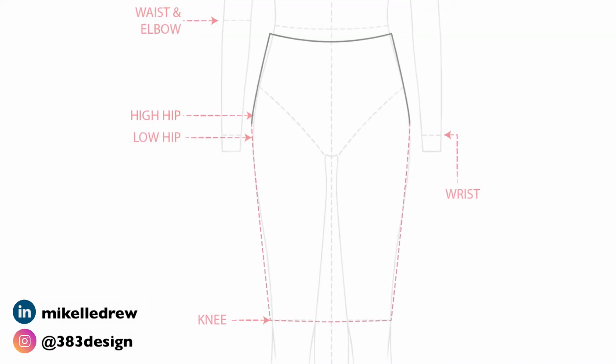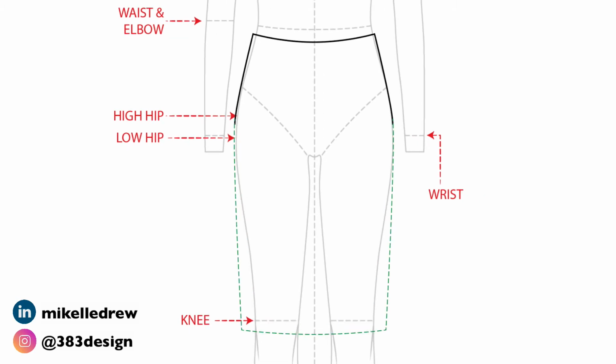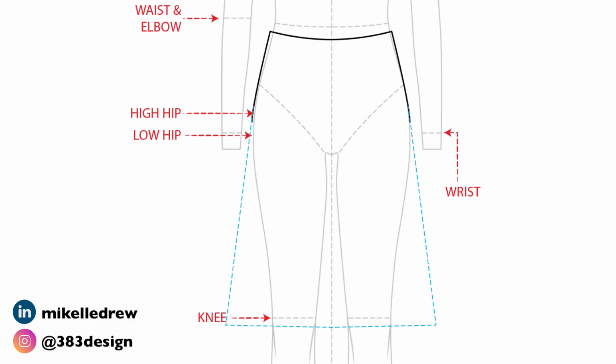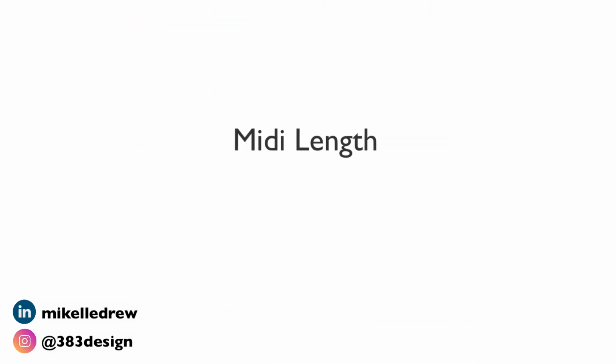The fit and bottom opening go somewhat hand in hand. A pencil skirt or straight skirt tends to be a little more fitted, while an A-line or circle skirt tends to have a looser fit. And as the fit becomes looser and more voluminous, usually the bottom opening becomes wider. So this week, I'm going to draw a midi-length circle skirt.